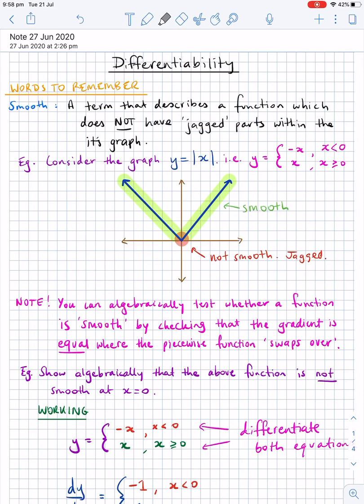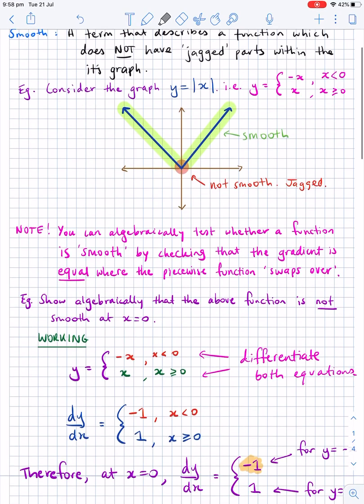Okay, now do we consider this function to be smooth? Well, we do consider it to be continuous because they join up together at this dot right here. But we consider that this part would be smooth because it's a nice straight line. But at this point here, it's jagged, it's not smooth. It's very much not a nice curvy line. So we say it's not smooth there, but everywhere else, it's definitely smooth. So that's the idea of the word smooth.